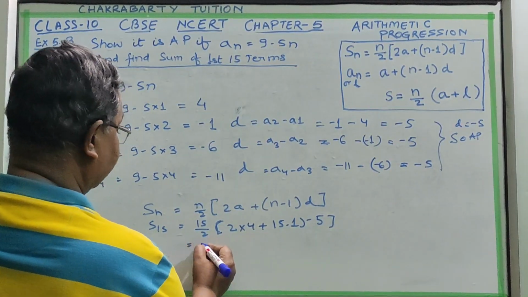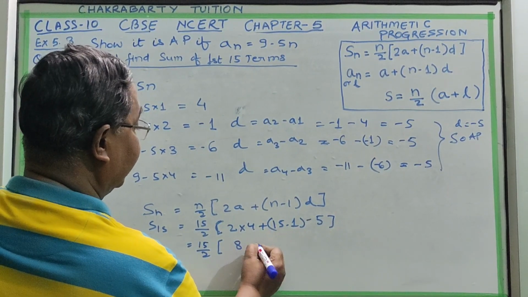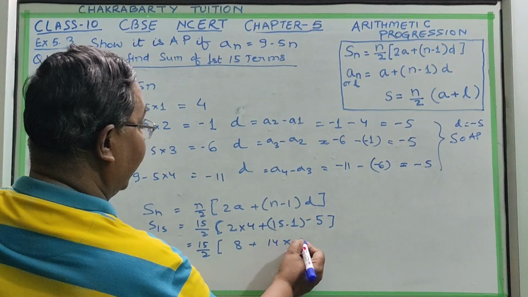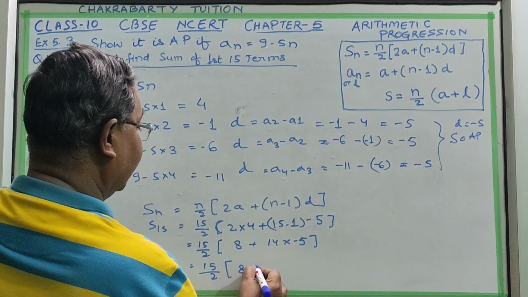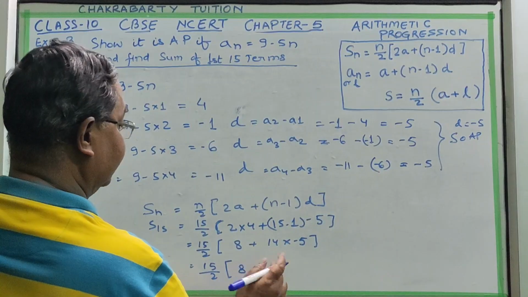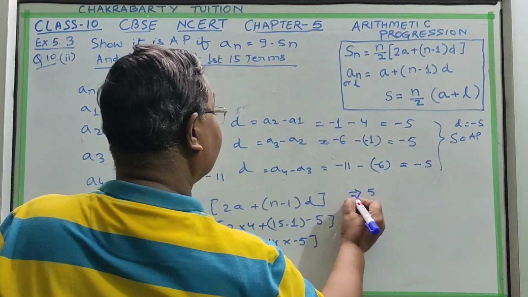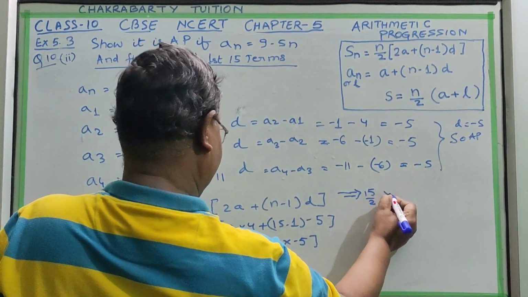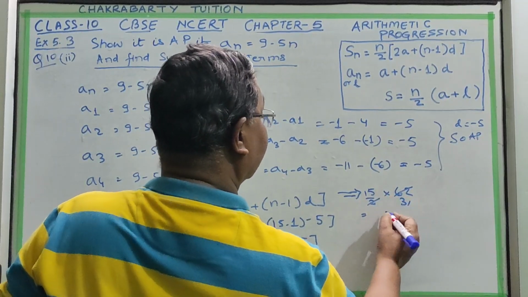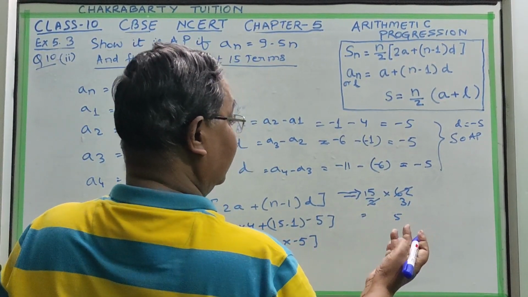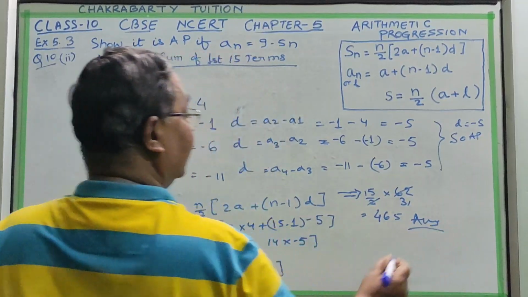So it will become 15 by 2 into 8 plus 14 into minus 5. After multiplying, it will become minus 70. So it is equal to 15 by 2 into, it will remain minus 62. Then 2 will cancel and 31 will come, so 15 into 31 is 465. So this should be your answer. Now question 10 is solved.